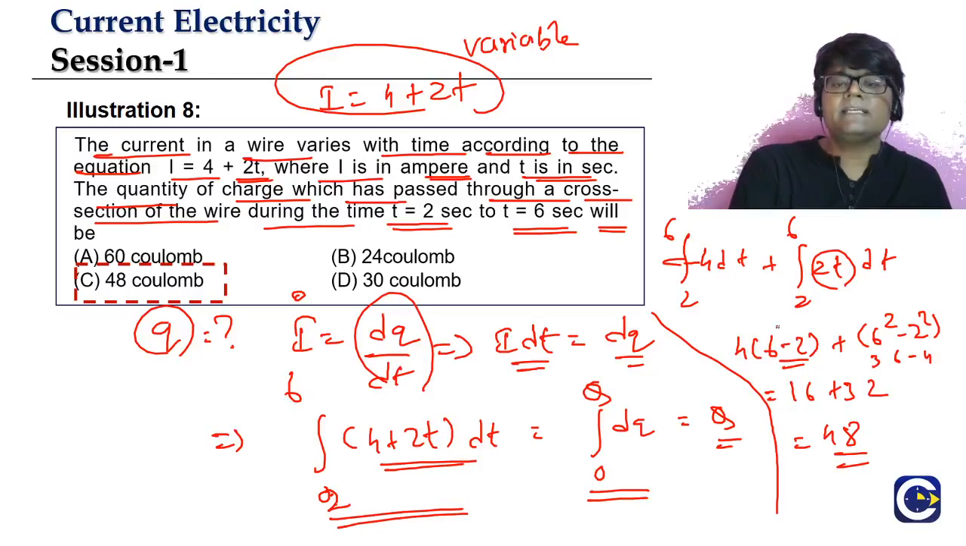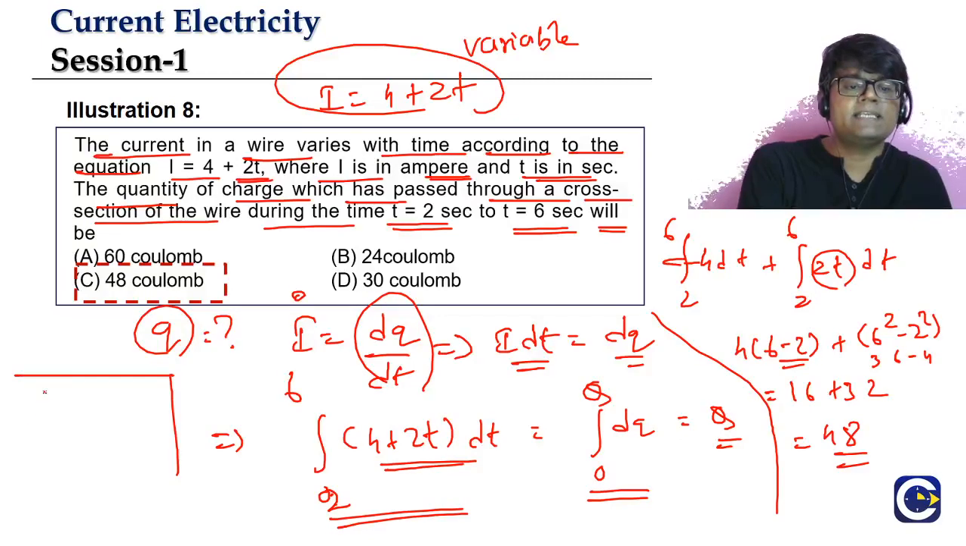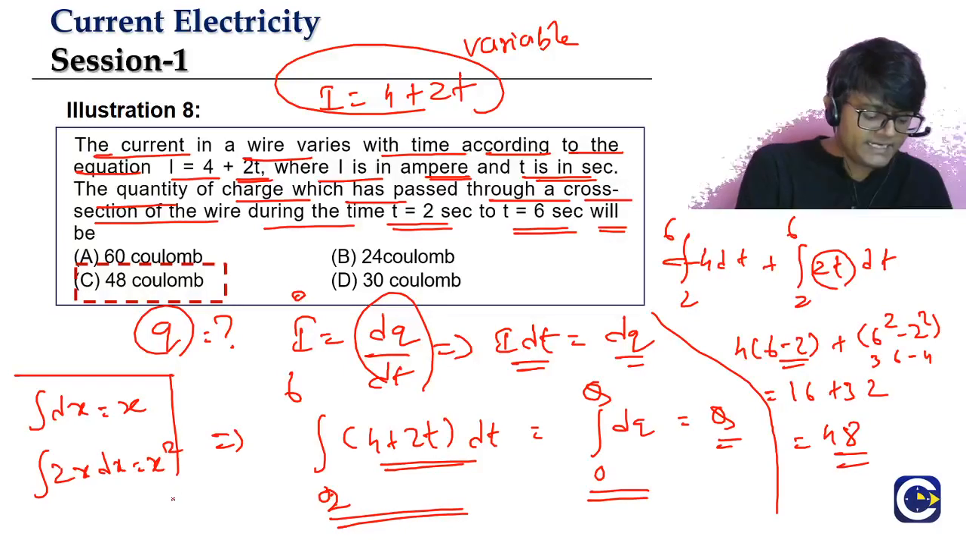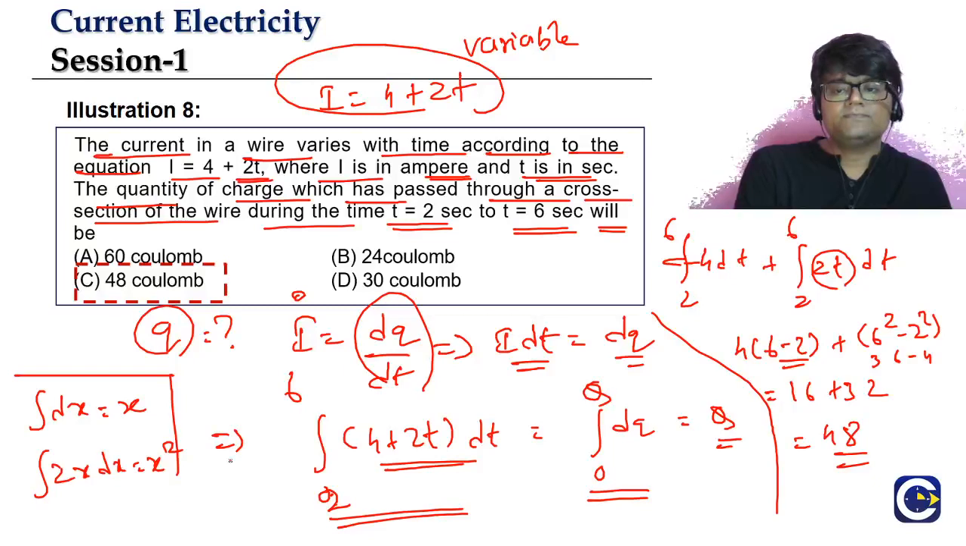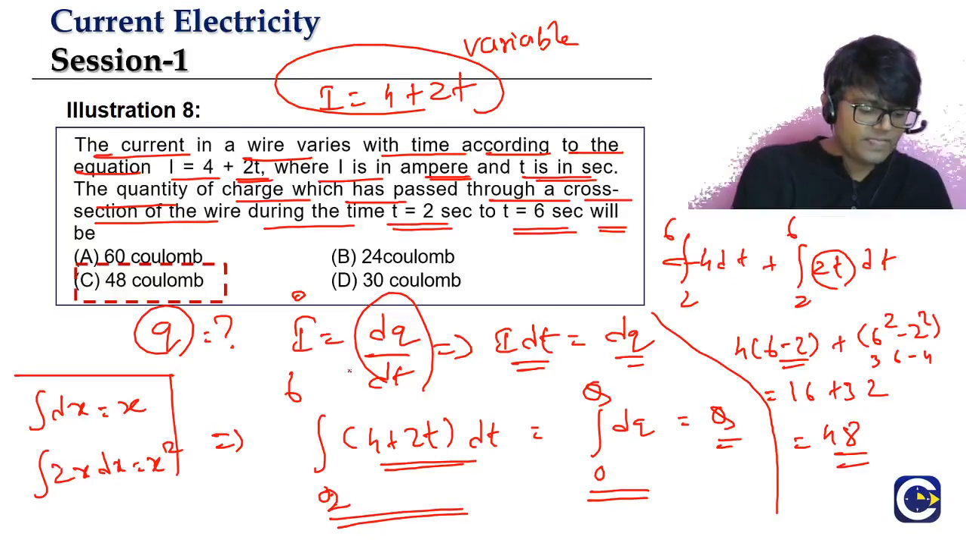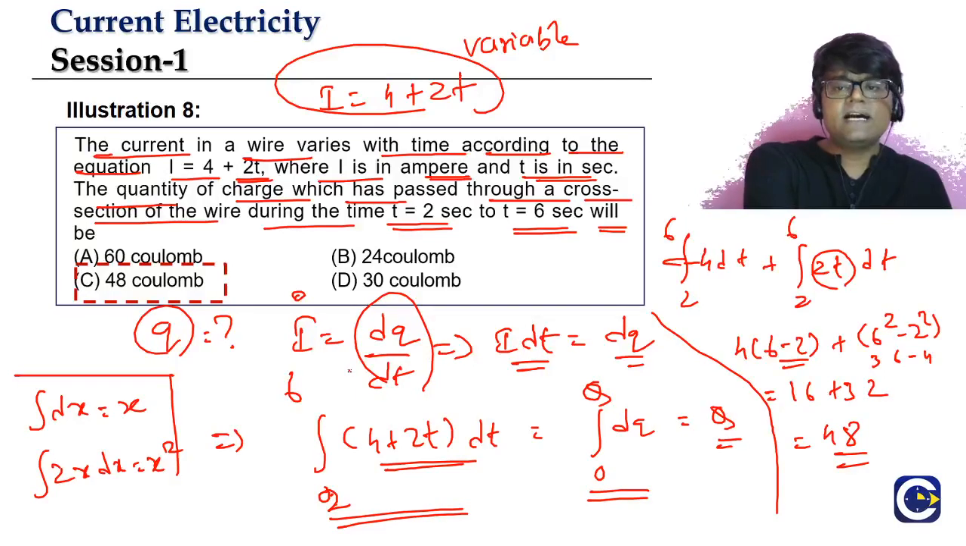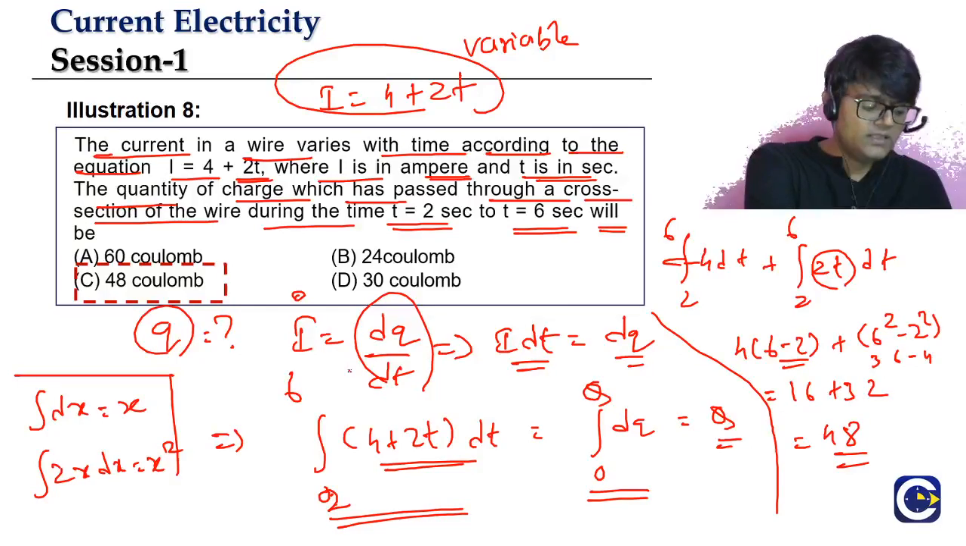Here we are using the basic integration techniques. What are the basic integration techniques, guys? Integral dx means what? x. We have to substitute the limit: final limit value minus initial limit value. Integral 2x dx means what, guys? x square. This basic integration we need to remember. Okay, guys, check this question also once we finish the session. So what is the answer for this question, guys? 48 coulombs must come. These kind of basic integration questions, we would have done in the +1 mechanics also.